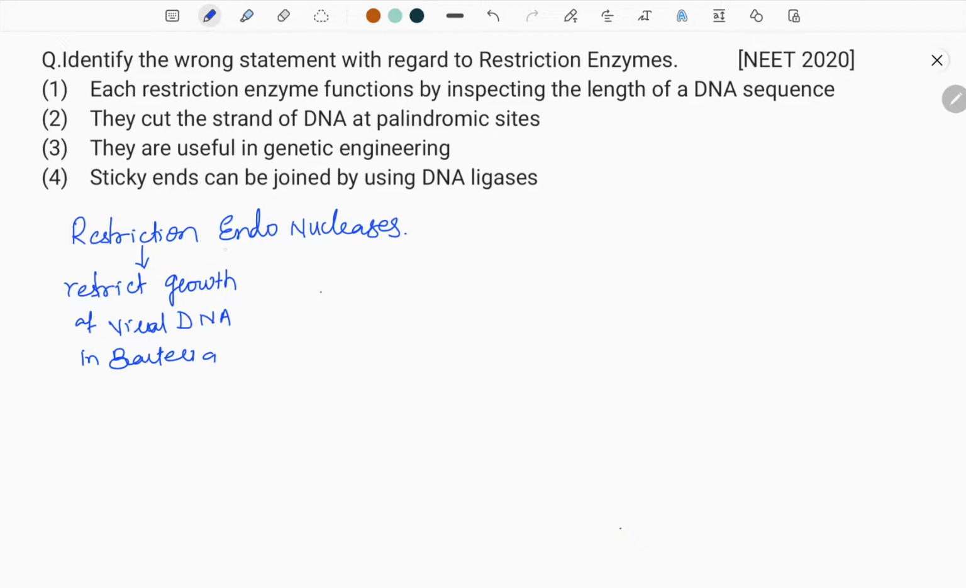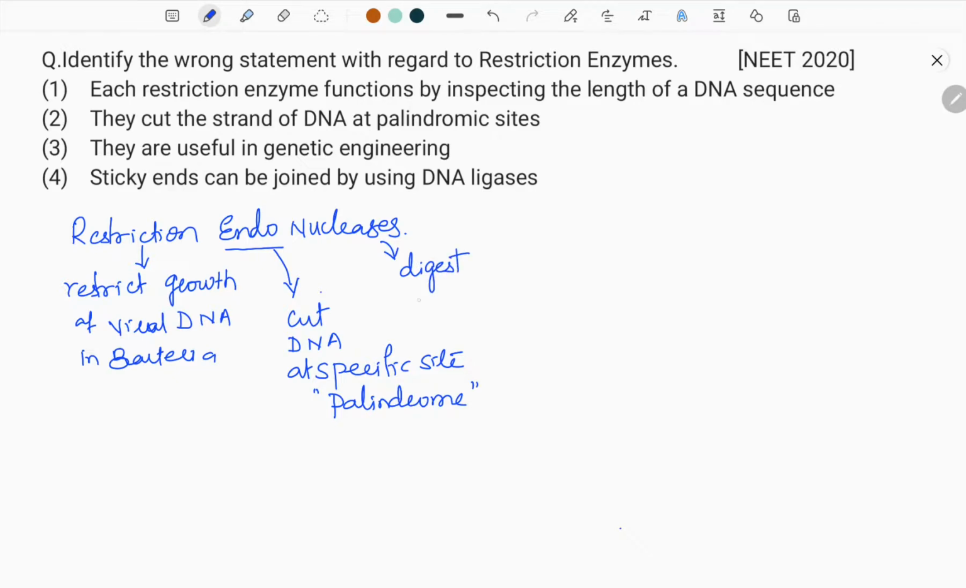And next, endonuclease. Endonuclease means these enzymes cut DNA at a specific site. The specific site is nothing but the palindrome. The palindrome is that which is read the same in the opposite direction. And nucleases are those which degrade or digest nucleic acids.